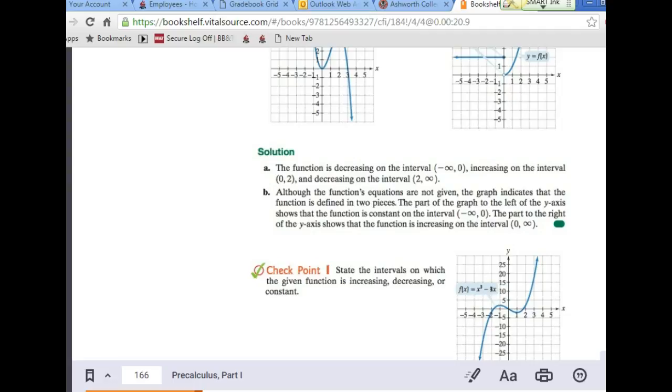So if I scroll down a little bit and erase this, you can see that it says, although the function equations are not given, the graph indicates that the function is defined in two pieces. This is actually called a piecewise function. You probably have seen one before, but it's just pieces of different graphs put together on one graph. The part of the graph to the left of the y-axis shows that the function is constant. So that's what I was trying to say before. From negative infinity all the way up to 0 on the x-axis, the graph is remaining constant.